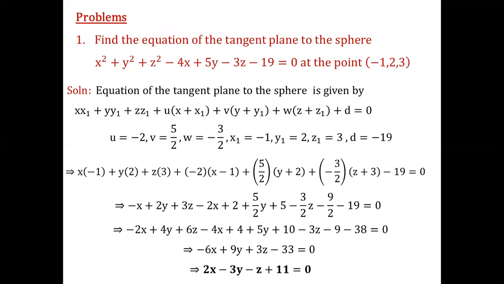Let us solve some problems based on this. The first problem: find the equation of a tangent plane to the sphere x square plus y square plus z square minus 4x plus 5y minus 3z minus 19 equal to 0 at the point (minus 1, 2, 3).